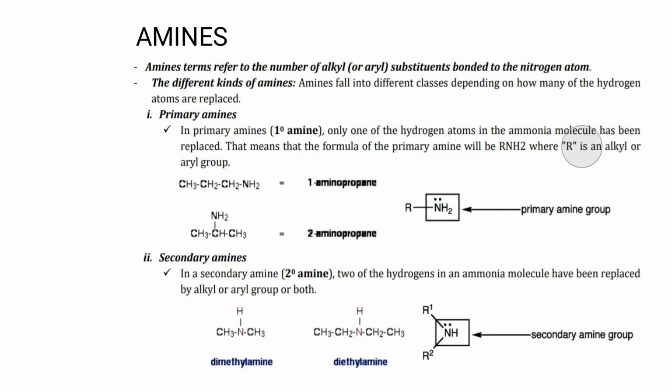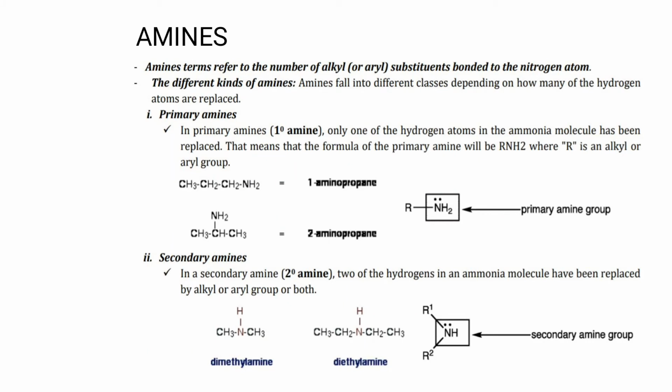These are examples of primary amines: 1-aminopropane and 2-aminopropane. In RNH2, this NH2 is the primary amino group.